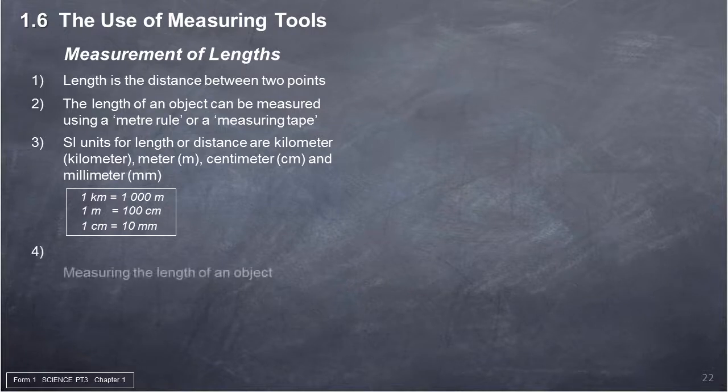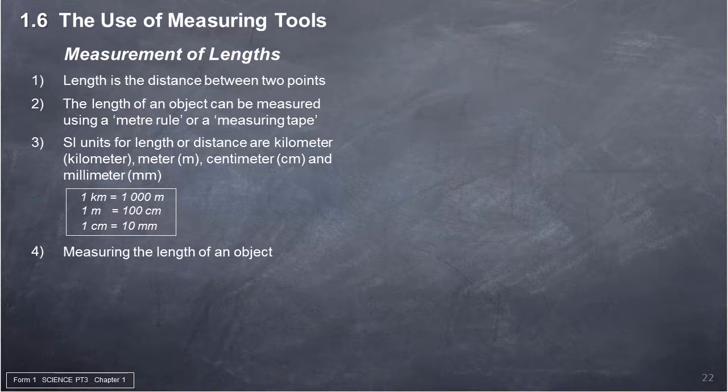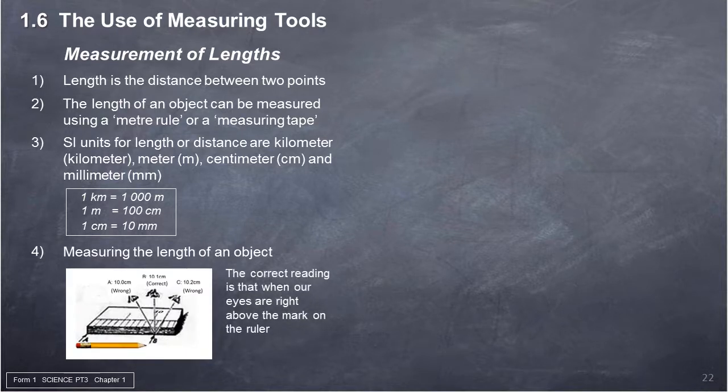4. Measuring the length of an object. The correct reading is when our eyes are right above the mark on the ruler. In the diagram on the left, the correct reading is when our eyes are at B position, which is 10.1 centimeter.